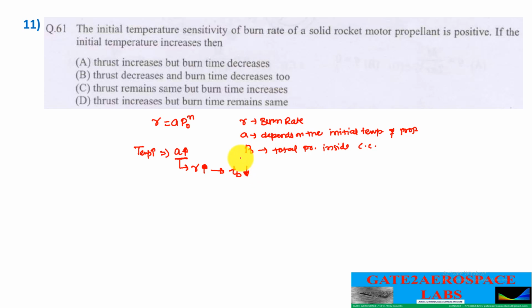And if your burning rate is increasing, that means your propellant mass flow through the nozzle is also increasing, velocity is also increasing. So if your mass flow is increasing and velocity is also increasing, that means your thrust is also increasing. Thrust will increase, burn time will decrease. Which one is our option? Our option is option A.